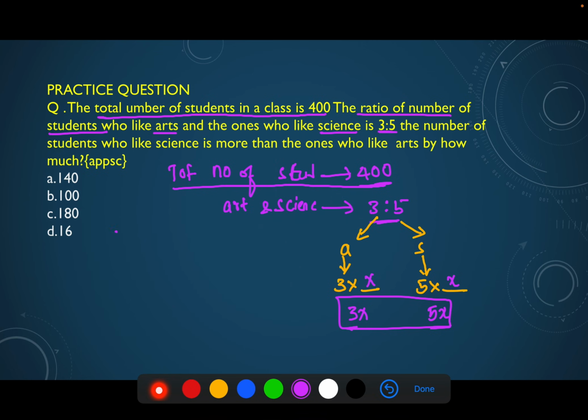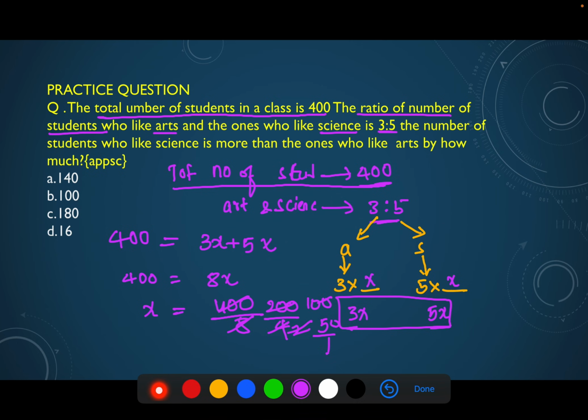That means 400 is equal to 3x plus 5x. That means 400 is equal to 8x. That means x is equal to 400 by 8. I am doing very simple calculation so that you can understand. It will be half, 200, then 50 by 1. What is this 50? This is the x value that we imagined.